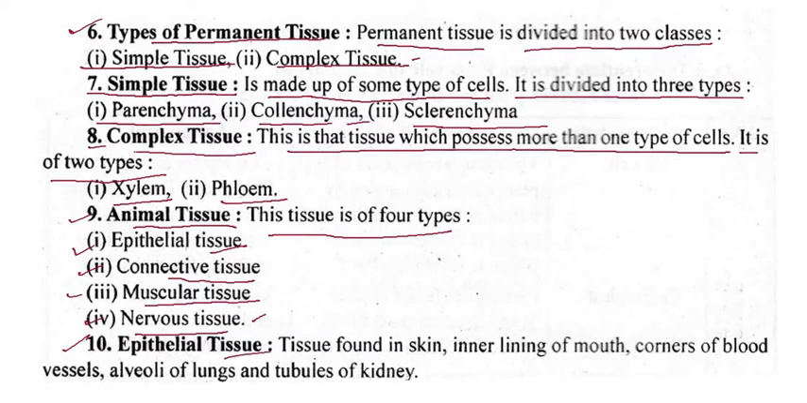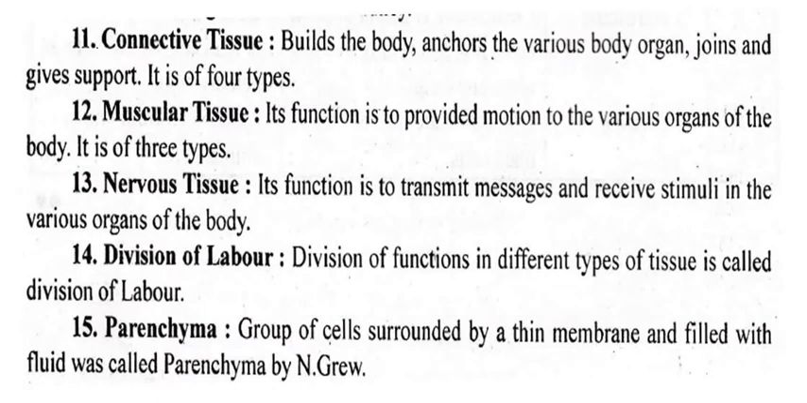Epithelial tissues are found in the skin, inner lining of mouth, lining of blood vessels, alveoli of the lungs and the tubules of the kidney. Now let us see the next one, connective tissue. What is connective tissue? It binds the body, anchors the various body organs, joins and gives support. It is of four types.